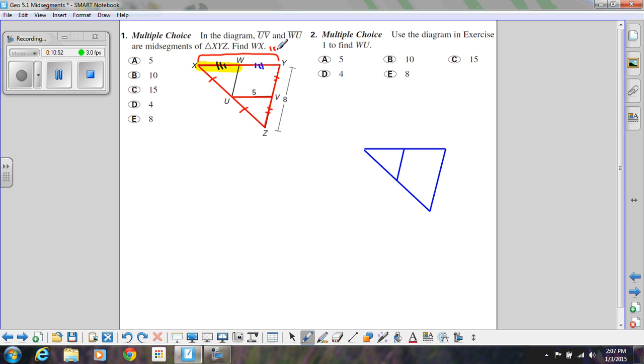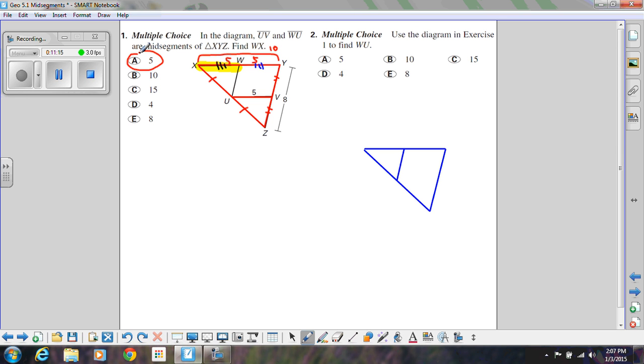Now, if that whole side is 10, and we know these are both equivalent to each other, then these each have to be 5. So again, you can see that this bigger side has to take 2 of these in order to equal the whole side. So our answer over here is A, which is 5.